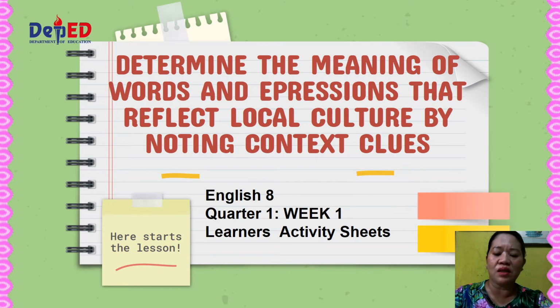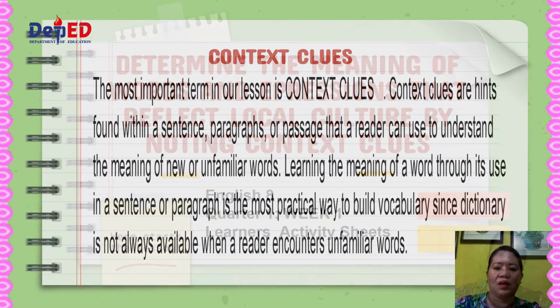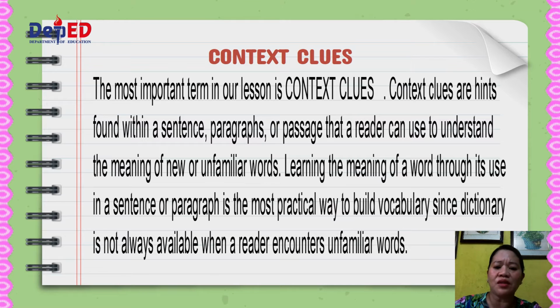Your week 1 lesson in English 8 is entitled Determine the Meaning of Words and Expressions that Reflect the Local Culture by Noting Context Clues. The most important term in our lesson is context clues. Context clues are hints found within a sentence, paragraph, or passage that a reader can use to understand the meaning of new or unfamiliar words.